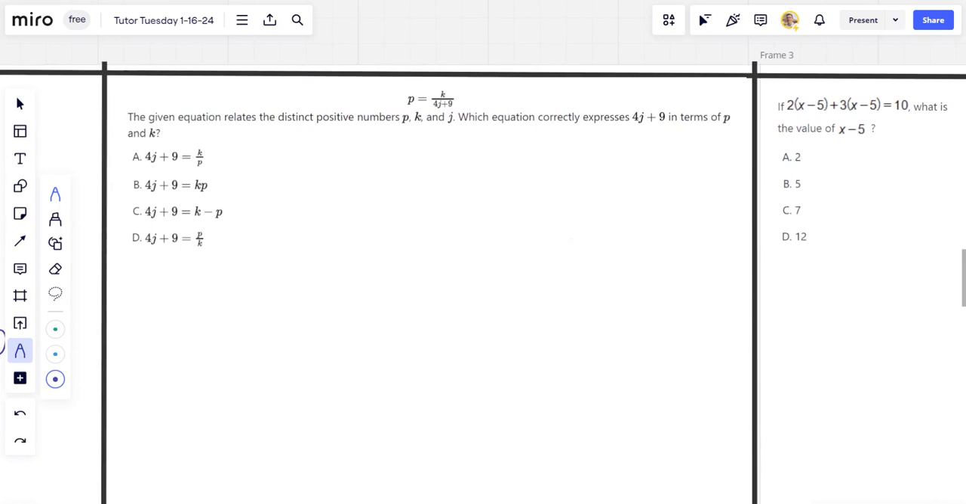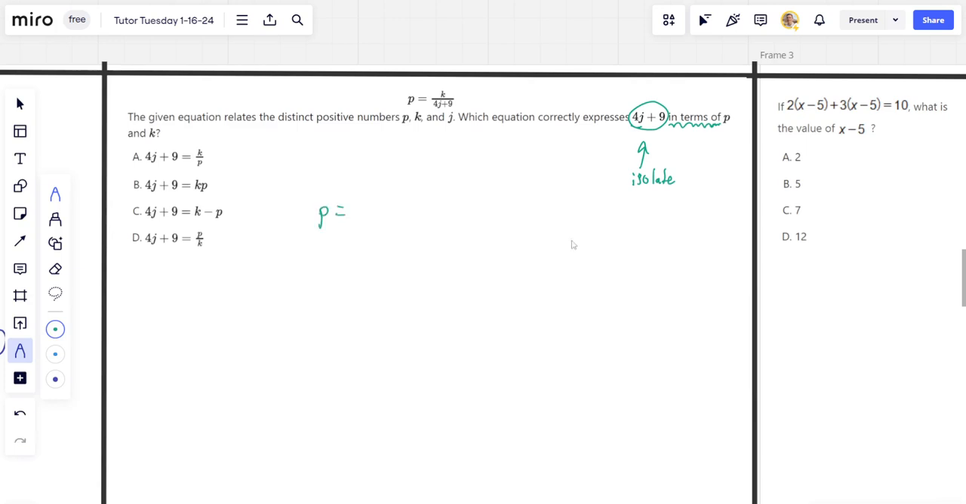Our next question says, the given equation relates the distinct positive numbers p, k, and j. Which equation correctly expresses 4j plus 9 in terms of p and k? Okay, so whenever I see some quantity like 4j plus 9, and I see the words in terms of, that means I want to isolate this quantity. In this case, you can see it's combined with a k. It's kind of in a divisor right there. So what I would probably want to do is multiply 4j plus 9 onto both sides.